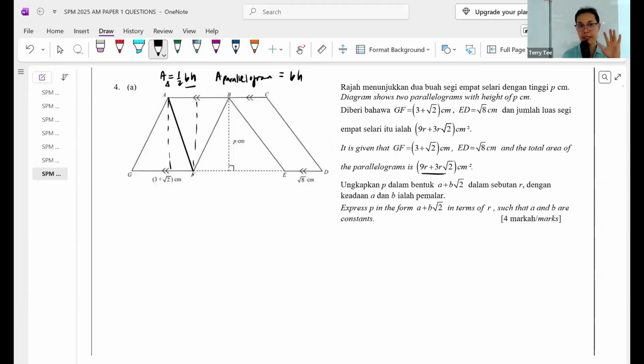So don't panic if you really cannot remember this formula in exam. It's okay. Just draw a line, cut across. It's just 2 triangles merged together, 2 identical triangles.